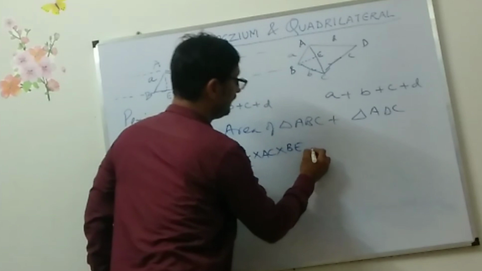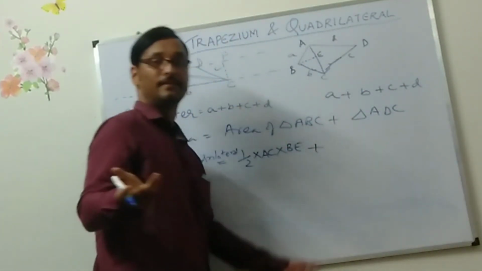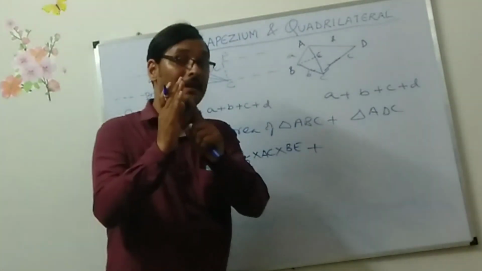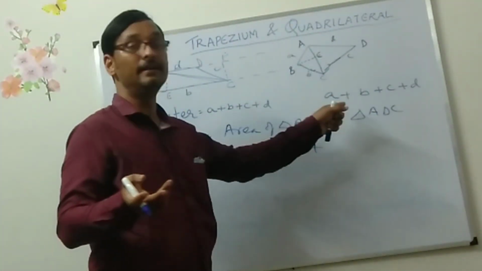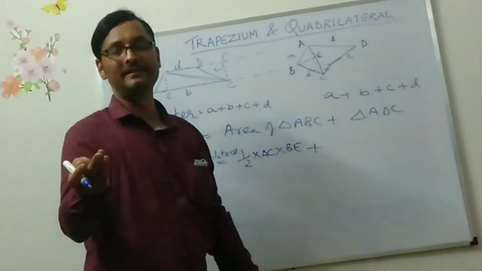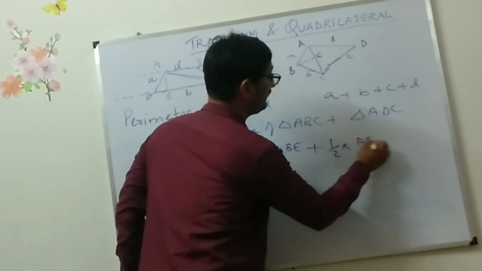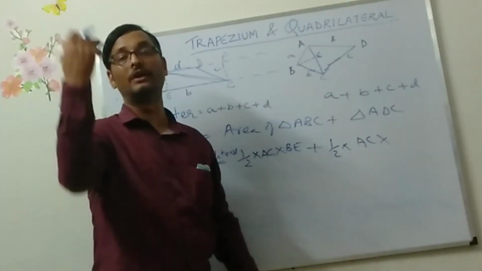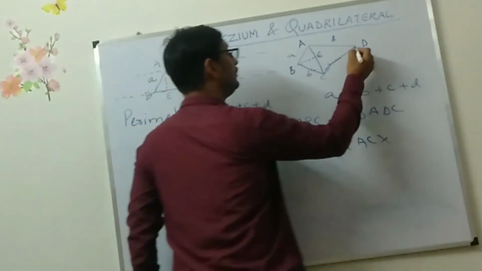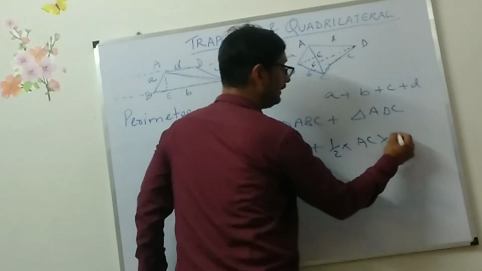Now forget this. Plus is given in ADC. What is the base? I said to you, there is one line common between both of the triangles. What is that? AC. I'll be treating it as base. So half into AC. AC is base. Half into base into height. In this case also, I don't know the height. So what will I be doing? I'll be drawing another height. What is that? DF.